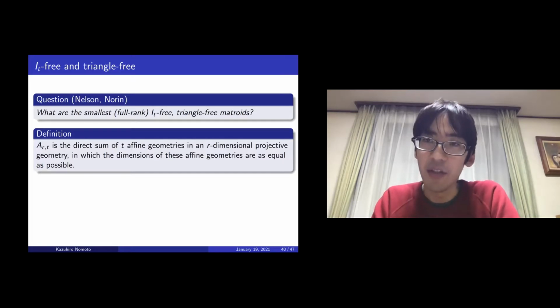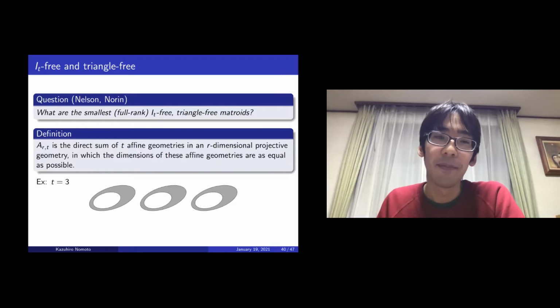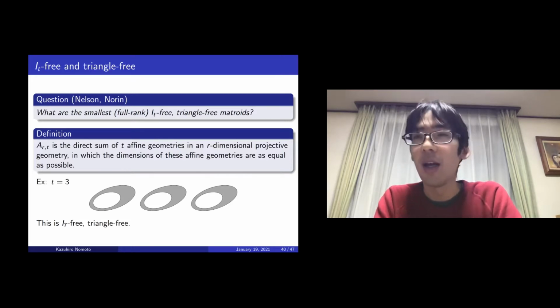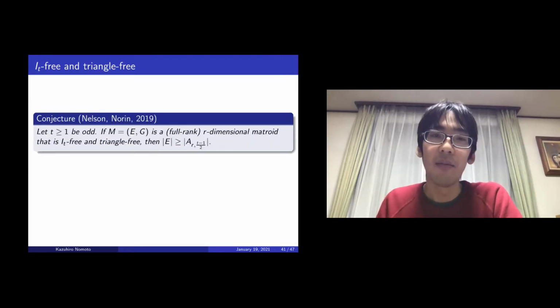They have a candidate, and again, I think drawing the picture will be easier. So when T is 3, the matroid defined here is just going to be a direct sum of 3 affine geometries. This is certainly going to be I7 free and triangle free. Triangle free is simple, and it's I7 free because you can't pick more than 2 from each of these blocks. If you take 3, then the sum of these 3 points will belong to the matroid. So you can pick at most 2, so it's definitely I7 free. And that was their guess.